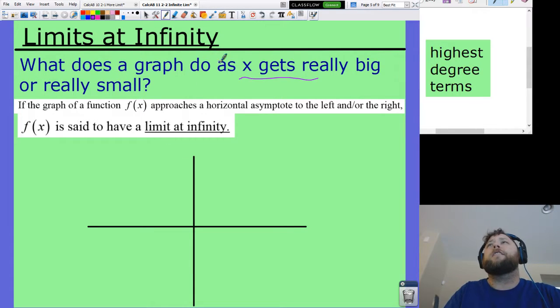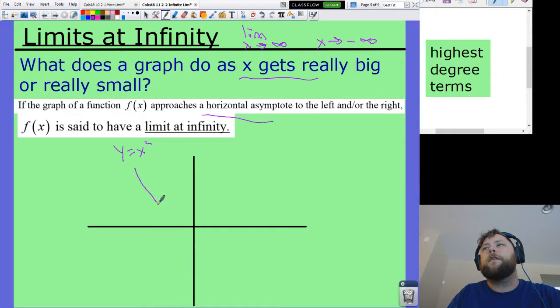So we can talk about limits as x approaches infinity or limits as x approaches negative infinity. What does the graph do? Well, what happens when you go there is we might approach something called a horizontal asymptote. So let's say I did y equals x squared first. I want to do that example first.